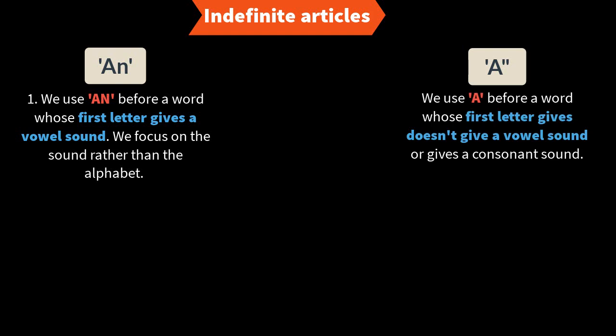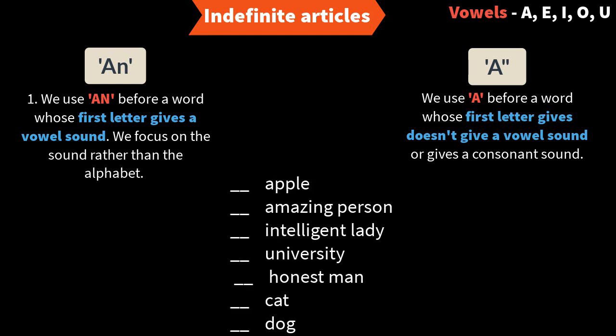Right? And what are vowels in English? These are very simple: A, E, I, O, U. So we use AN before a word whose first letter gives a vowel sound. A, E, I, O, U. We do not care about the letter, we care about the sound, right? If that gives a vowel sound, we will use AN before it. If that does not give a vowel sound, if that gives a consonant sound, we will use A before it, right? So we got a couple of words before us. Apple, amazing person, intelligent lady, university, honest man, cat, dog.